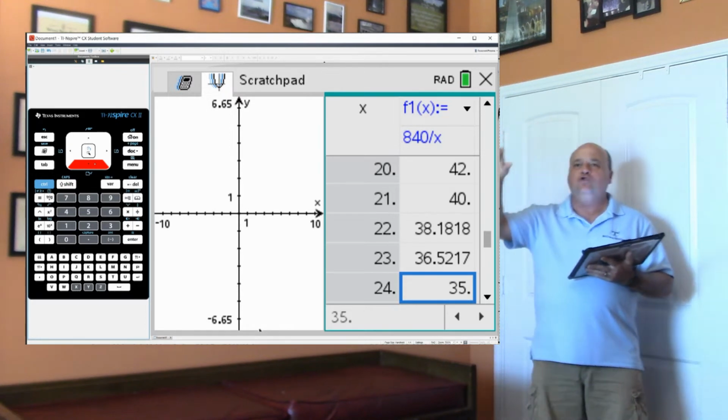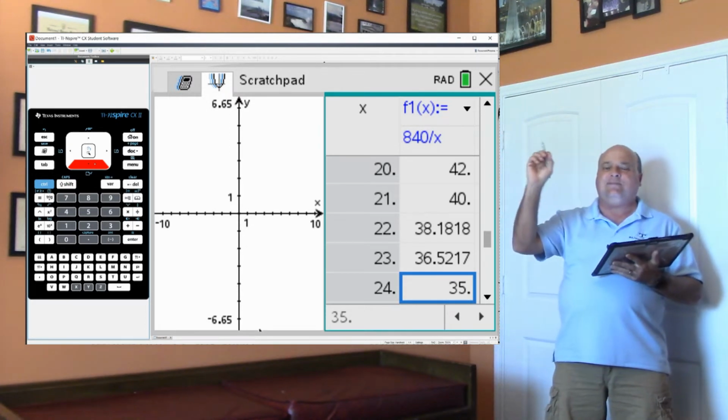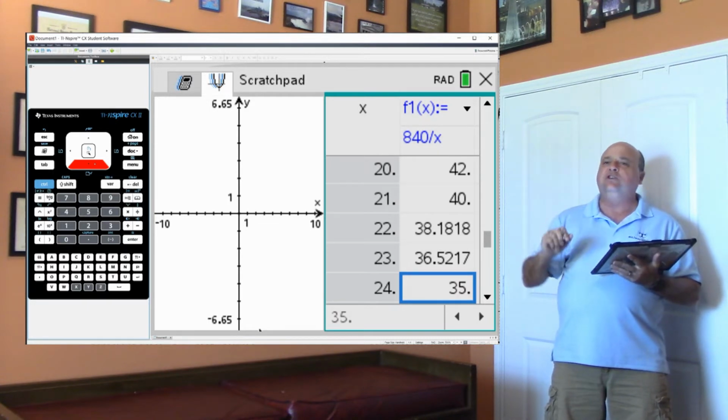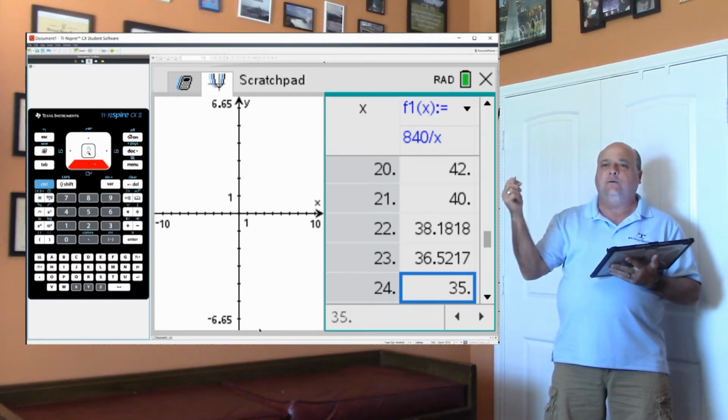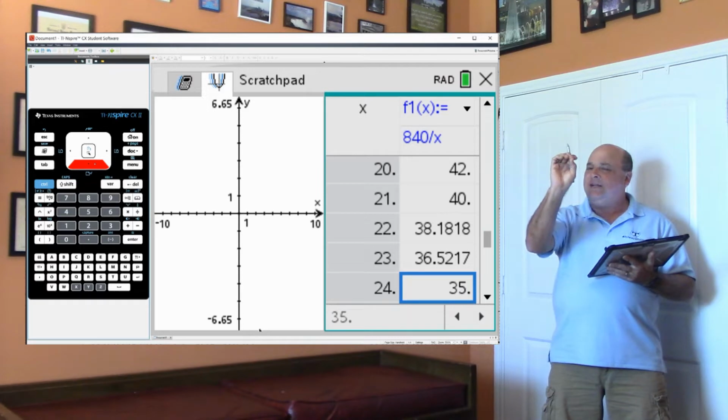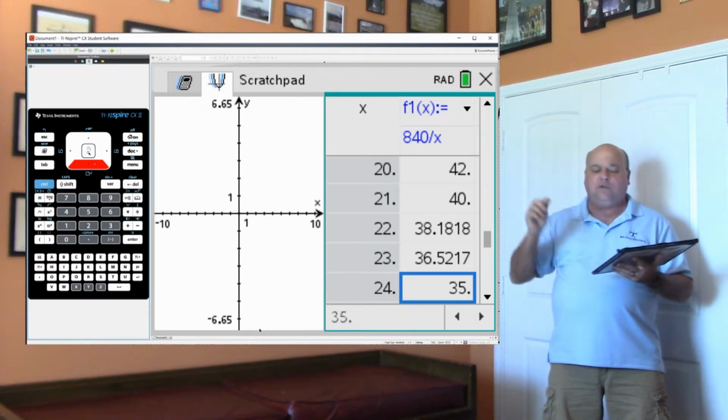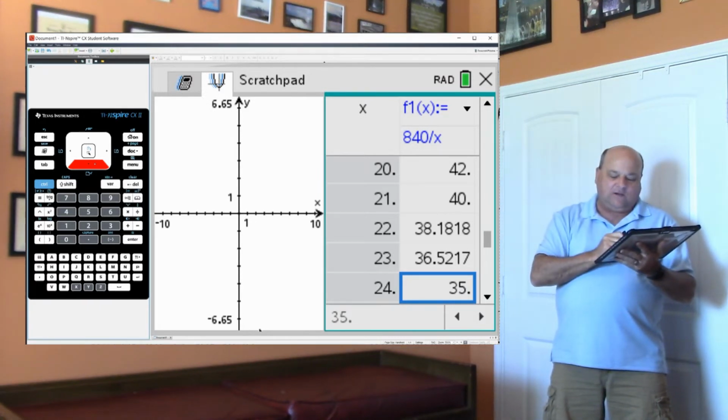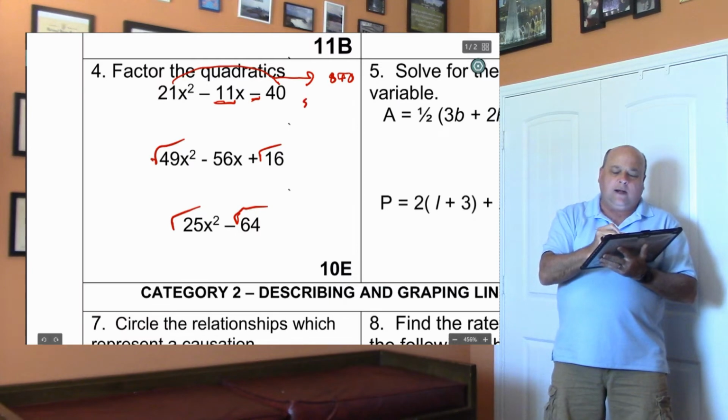Okay, so that's how you do that with the calculator to get that factor, okay? So one of the hardest things you do in Algebra 1 all year is to factor, okay? So you got to put that C term divided by X, and it gives you the factors. So we're going to use 35 and 24. So I'm going to write 35 and 24 if my pen works, right?